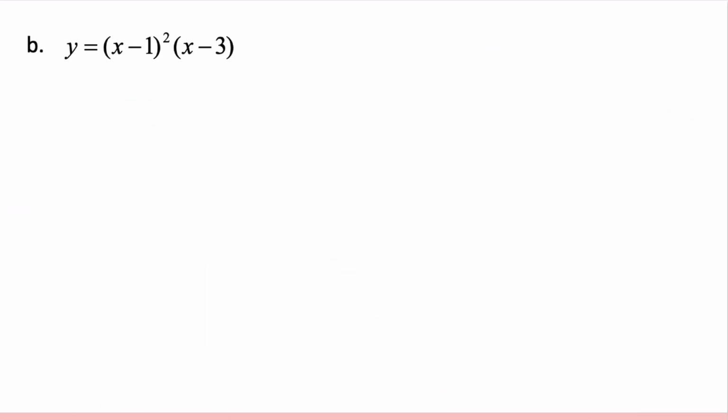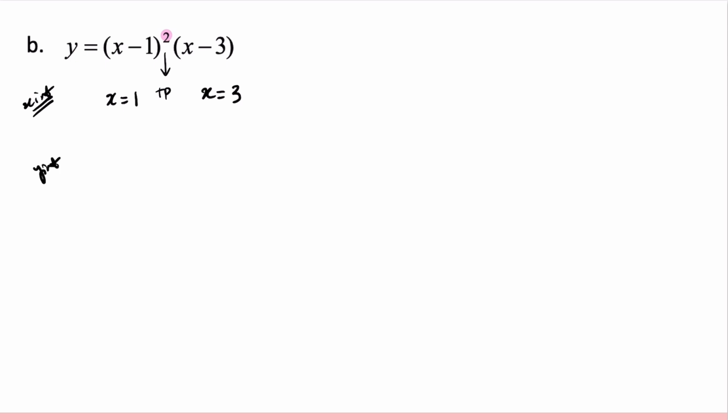Right, next example, part B. We can see that there's actually something very special happening here, which is the fact that one of our factors is to the power of 2. And so if it's to the power of 2, we know that this factor will be a turning point. So x equals 1, we're going to touch the axis and turn around. And the second intercept will be at x equals 3. So these are x-intercepts just using the null factor law.